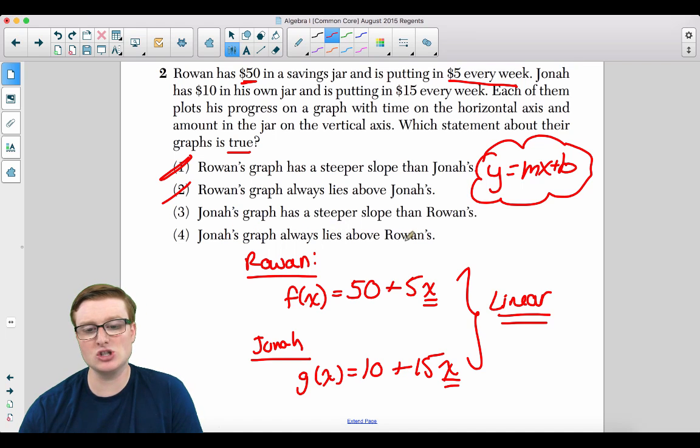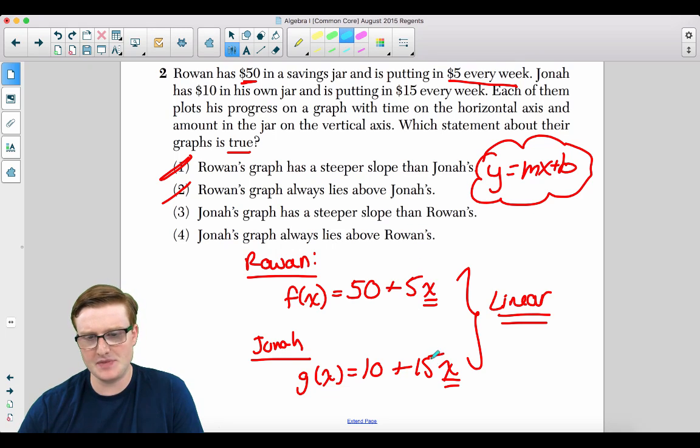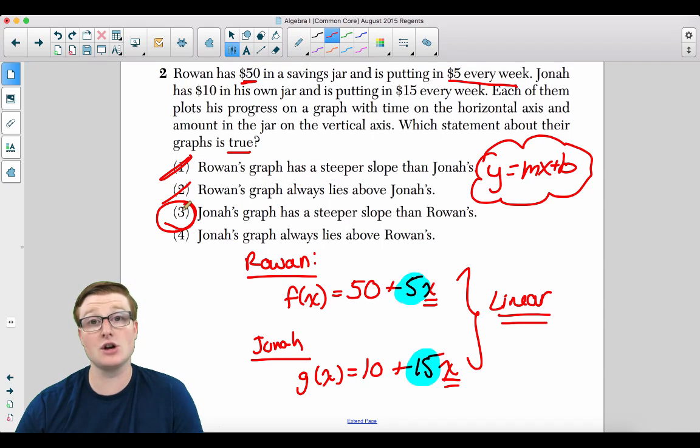Jonah's graph has a steeper slope than Rowan's. Absolutely, because Jonah's slope is 15 and Rowan's is 5. So therefore choice 3 is going to be the correct answer.